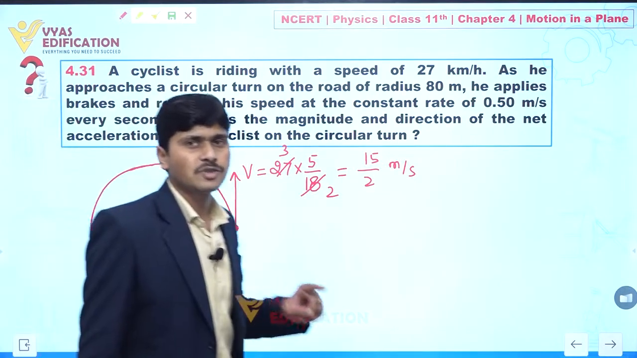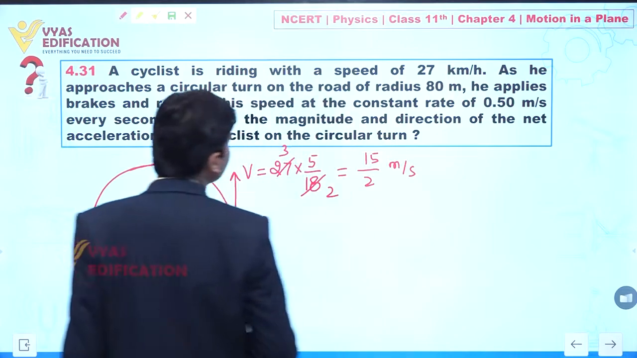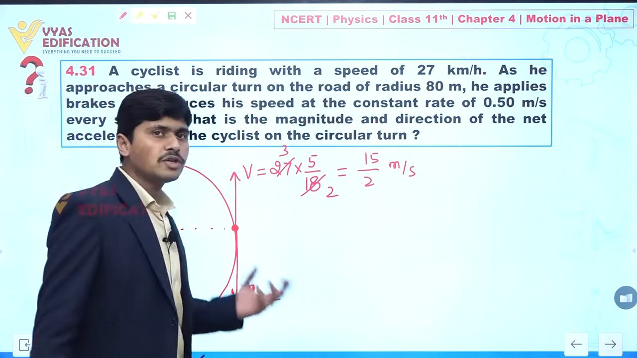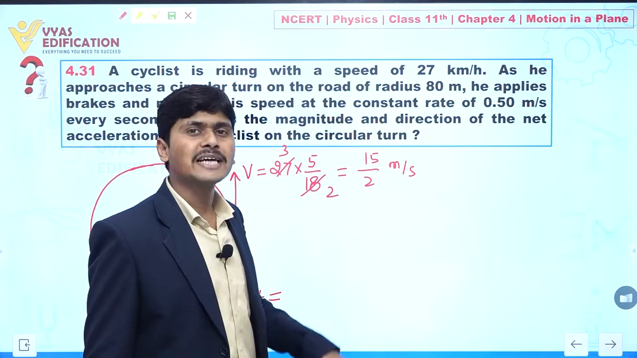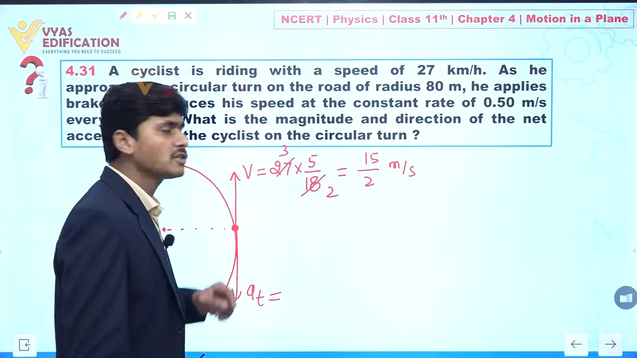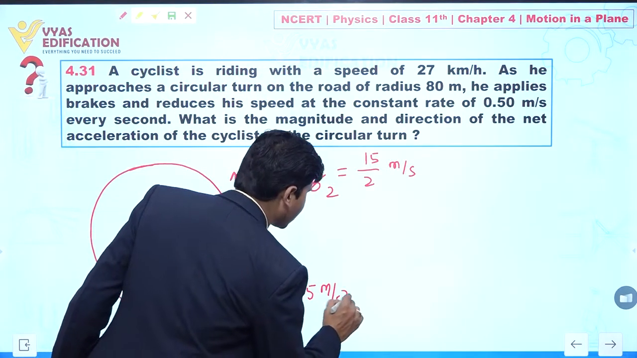Now it is given in this question the cyclist is applying brakes. Because he is applying brakes, the tangential acceleration direction is opposite to the direction of velocity, so we can say this is 0.5 meter per second square.